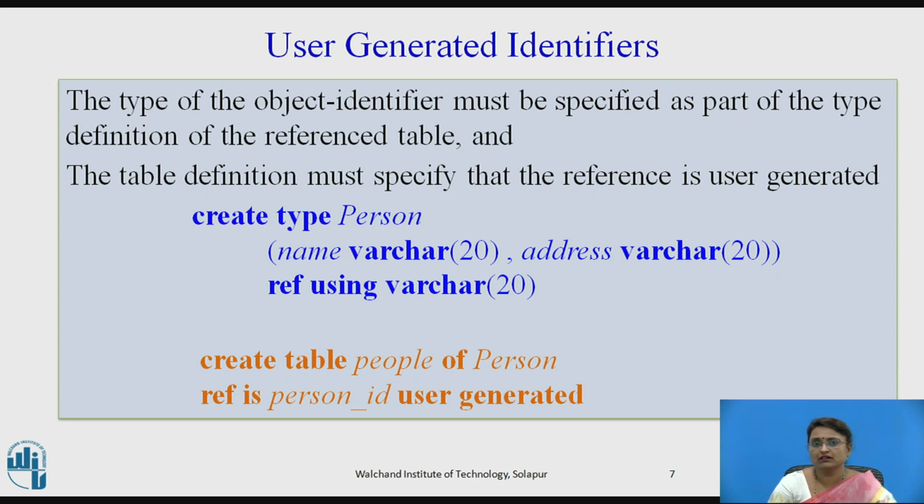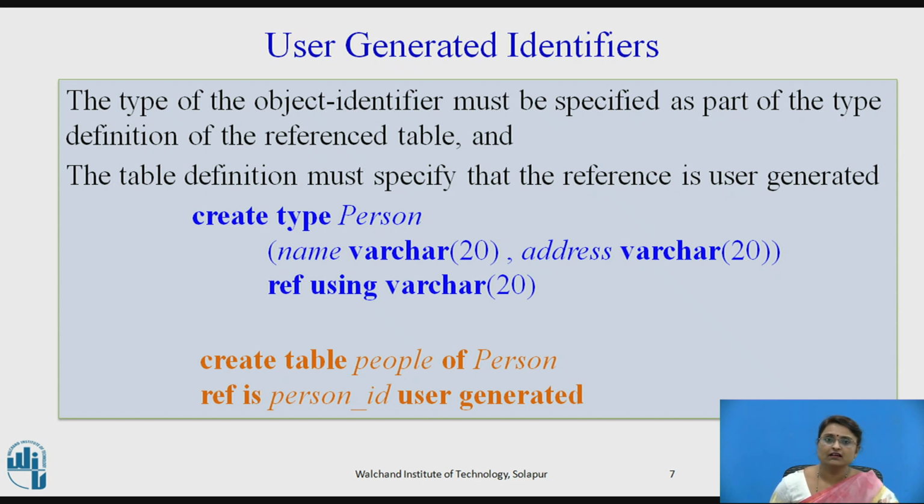Now see, the type we have created is a person. What is there in person? Name is there, address is there, and the reference is there, which is of type varchar 20. Now we are creating a table called people of the person. Person is a type which we have defined earlier.